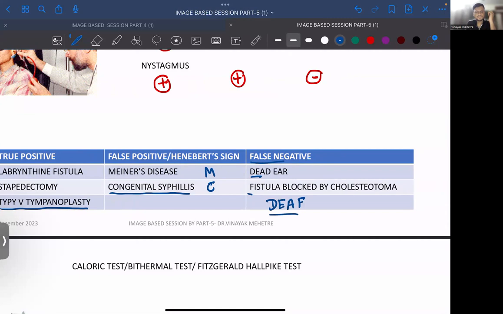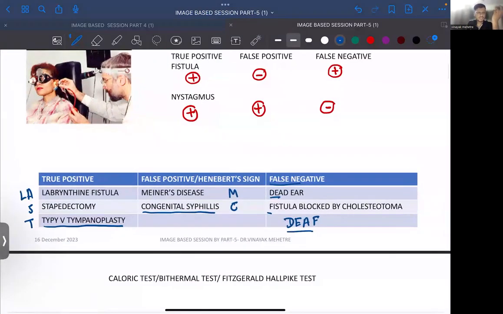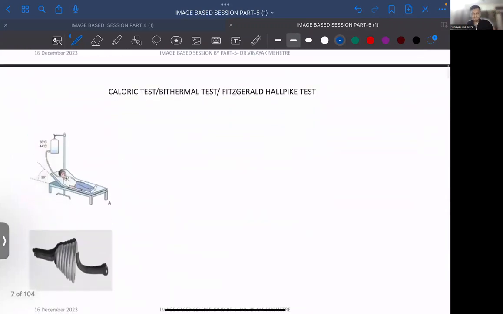Okay, these are some mnemonics. Remember them once, later you can forget. Just remember this. The table is important. Even they can trick this with a case scenario. Investigation is important in ENT. Then comes the caloric test, the bithermal test, also called Fitzgerald-Hallpike test.